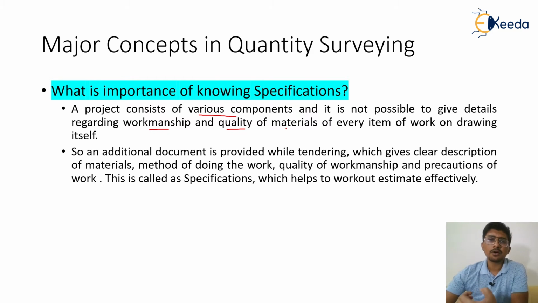So for knowing what exactly the type of material, quality of material, and workmanship I have to use, there is an additional document that has been provided with the tendering, which gives us a clear description related to the materials, what methodologies I am going to adopt, what quality of workmanship and material I am going to have, and what precautions I have to take. All these things are included in a document which is called a specification.